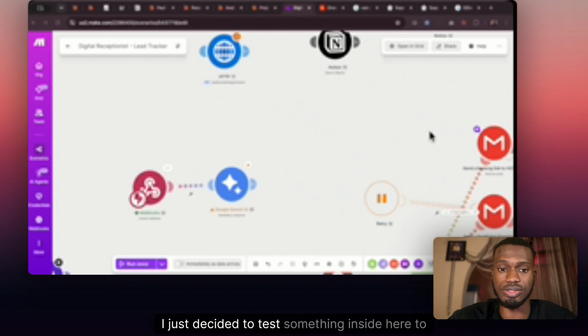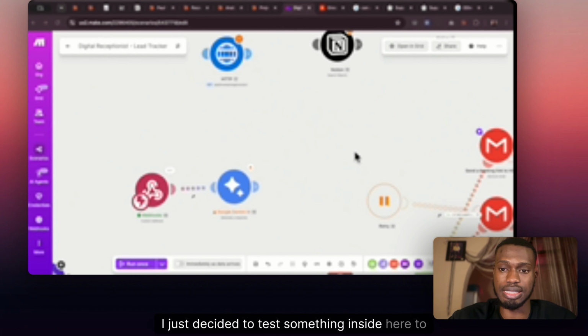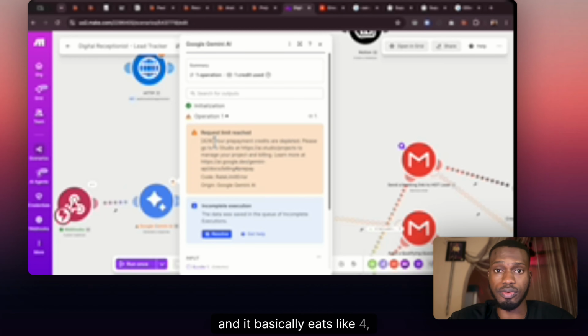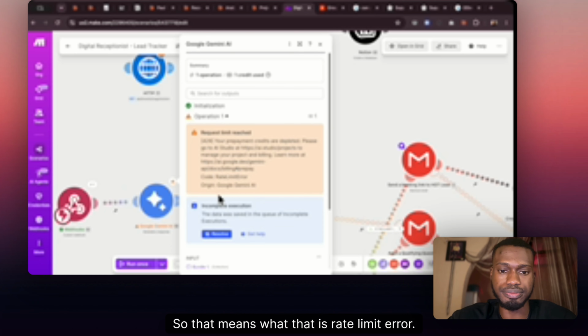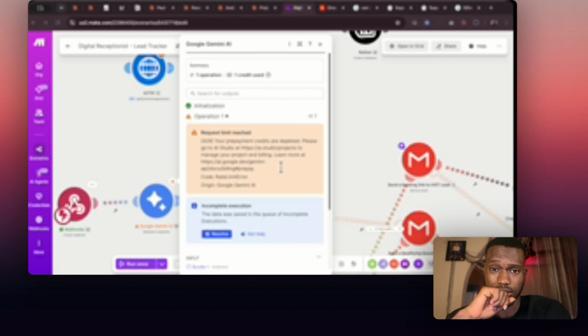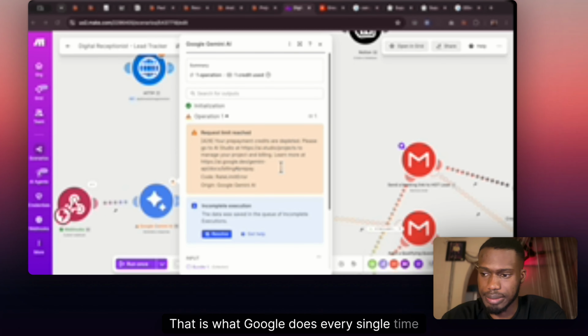I just decided to test something inside here to see if my Gemini was actually going through, and that was when I hit this and I saw this, and basically it's a 429, right? That means a rate limit error, and that is because my card on Gemini is not activated, so it was free before. That is what Google does every single time.